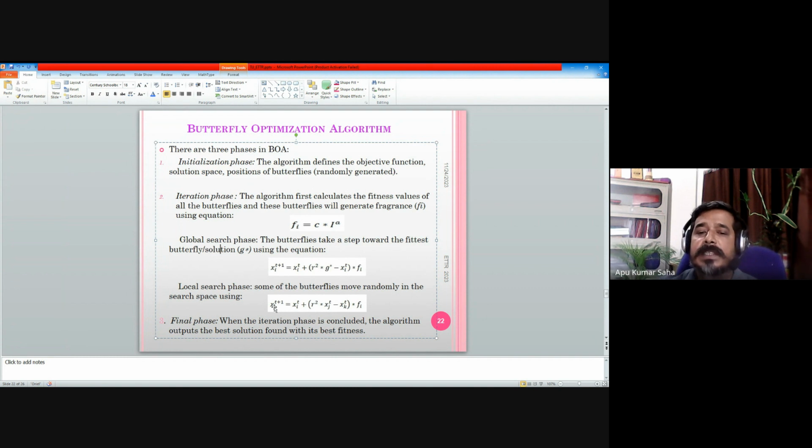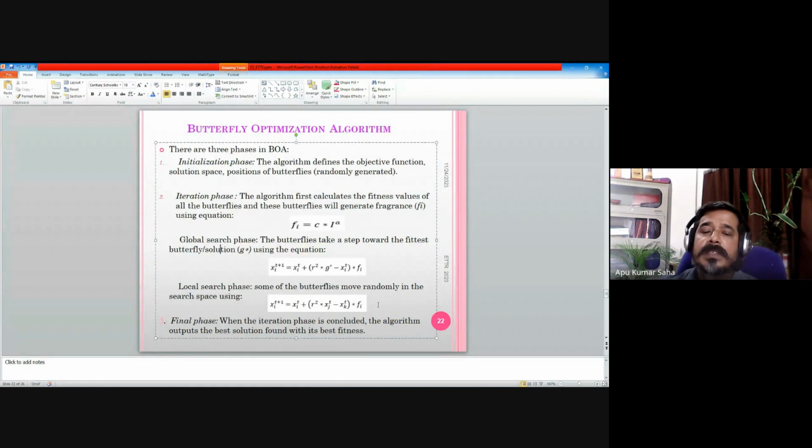So this is Xi t plus 1 equal to Xi t plus r square, again r is a random number between 0 and 1, into Xj t minus Xk t. That is, they are moving randomly towards two butterflies, the Jth butterfly and the Kth butterfly. These two are any two random butterflies in the search space, into fi.